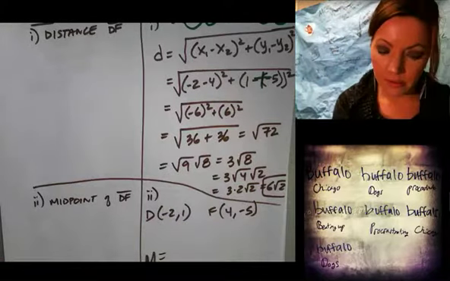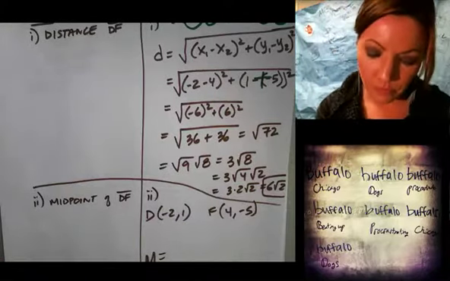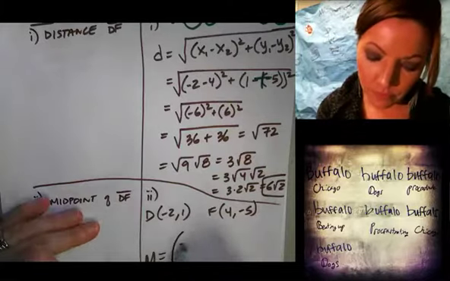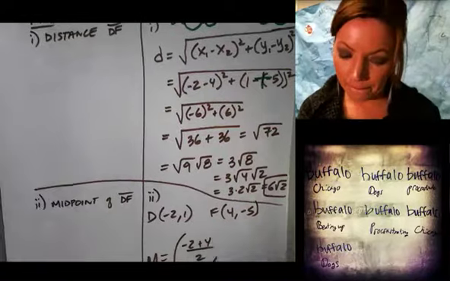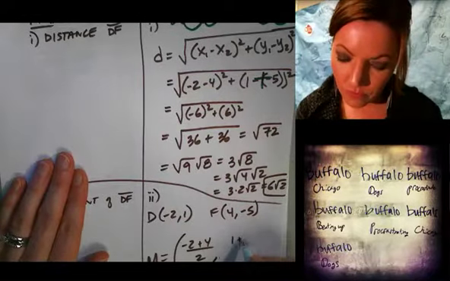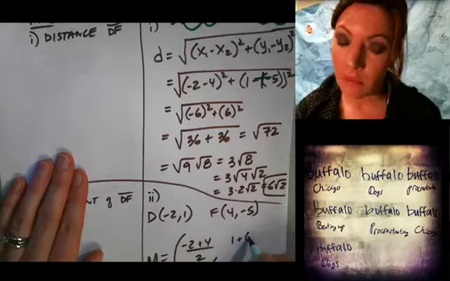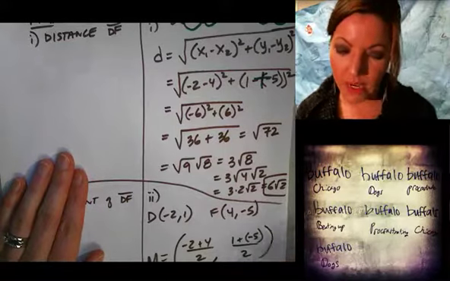Yeah, Jade. x1 plus x2. Good. So -2 plus 4. Good. Over 2. Uh-huh. And then y1, so 1 plus -5. Cool. Everybody give it up for Jade.